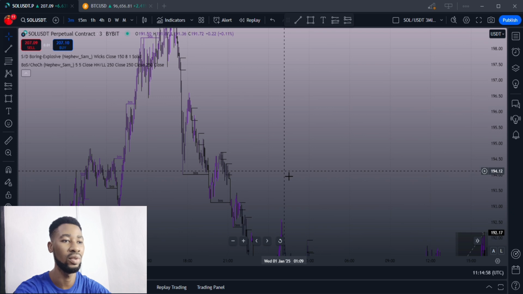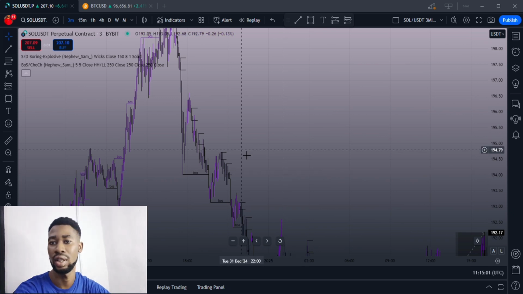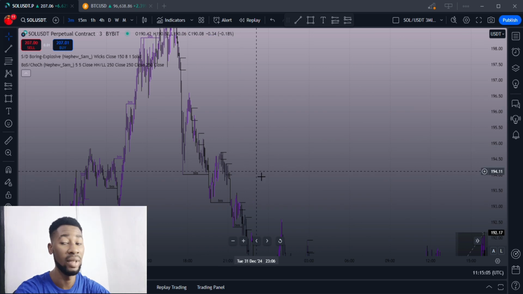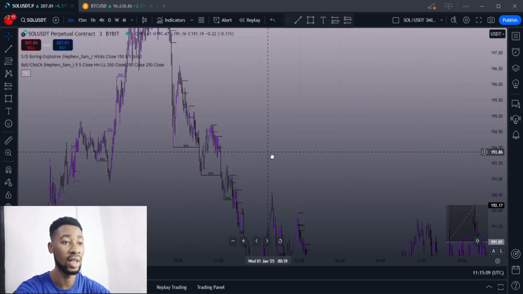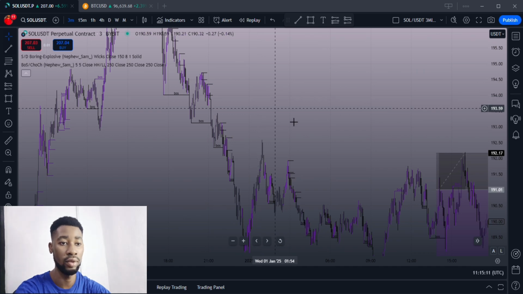You don't want to be having so many indicators on your chart that literally blocks you from seeing the main picture, because it's not really about the indicators. The indicators are like guides, but it's you yourself.